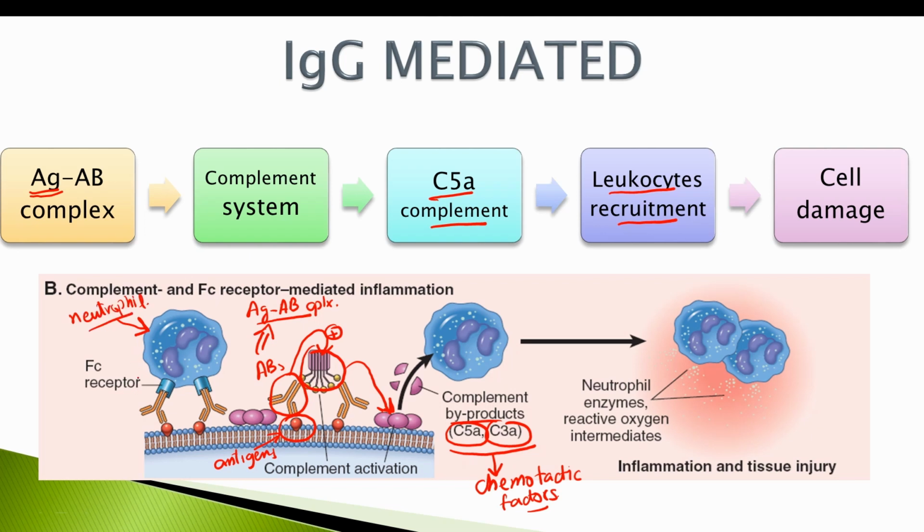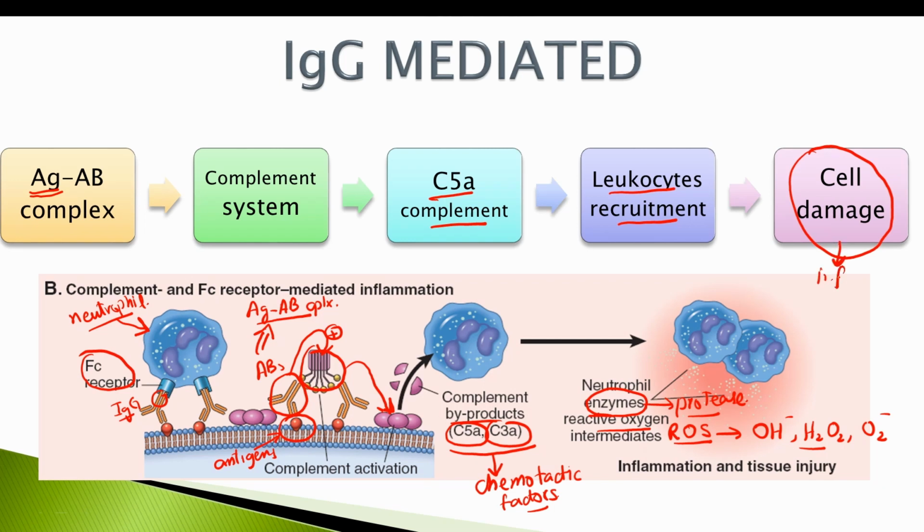So these neutrophils attach to the Fc part of the IgG antibodies by the Fc receptors. And this attachment results in the activation of the neutrophils, which releases certain enzymes, which includes proteases and also reactive oxygen species. So what are the reactive oxygen species? The reactive oxygen species include hydroxyl ion, hydrogen peroxide, and superoxide ion. So these proteases and reactive oxygen species result in the damage to the cell, hence causing the inflammation.